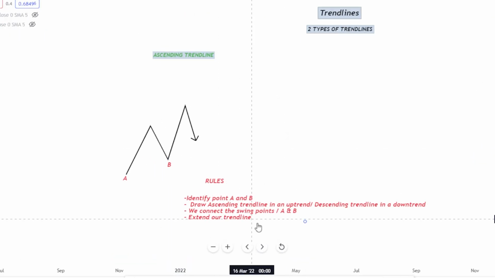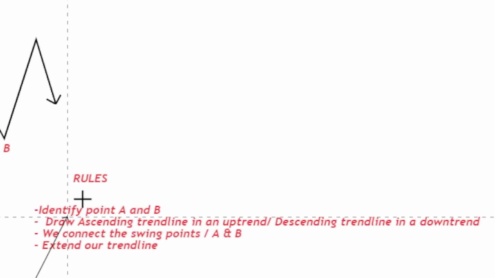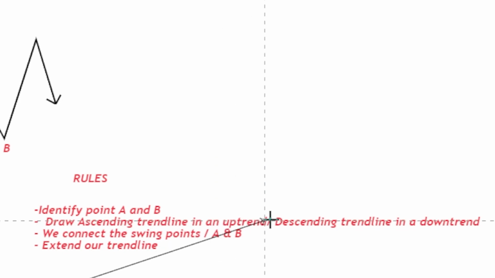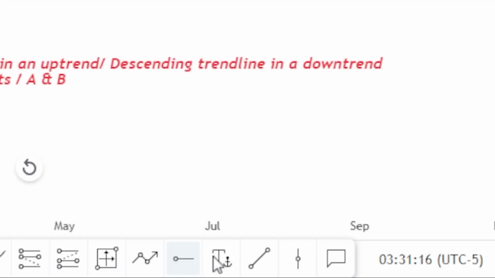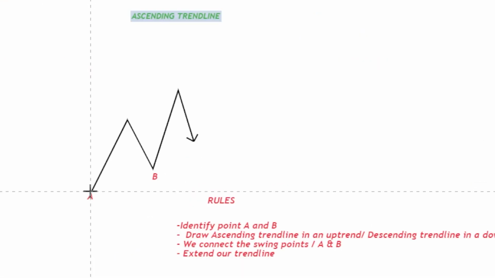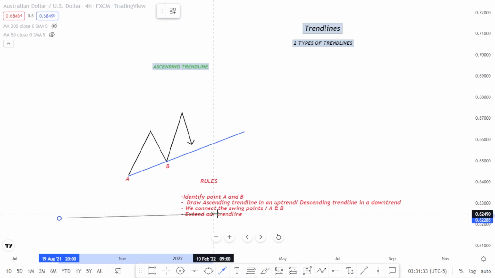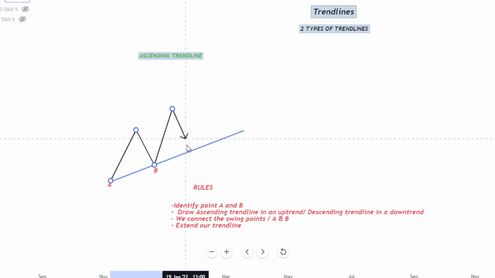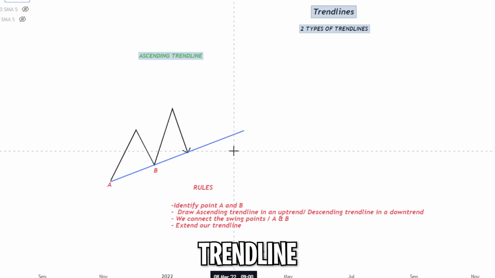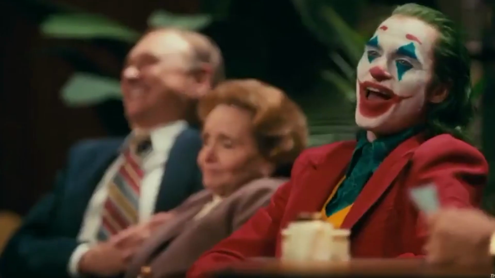So once we have identified our point A and B according to our rules, we draw the ascending trend line in an uptrend. We connect the swing points, A and B, right here, and extend. Magic. Connect point A and point B and extend based on our rules. Once we have extended, we'll find that the market will come down, respect our trend line, and then take off to the upside, to the moon.